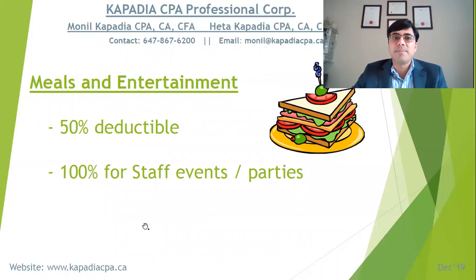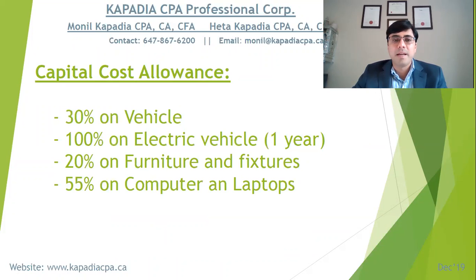Next expense we're talking about is meals and entertainment. So if you've taken any meal, a business meal, or if you've taken any client for any kind of entertainment, then 50% of that expense can be claimed against business income. There are cases where you can claim 100% of that expense against the business income. Say for example, if you've done any staff event or parties, then you can put the whole expense against the income. The next big head is the capital cost allowance or depreciation.